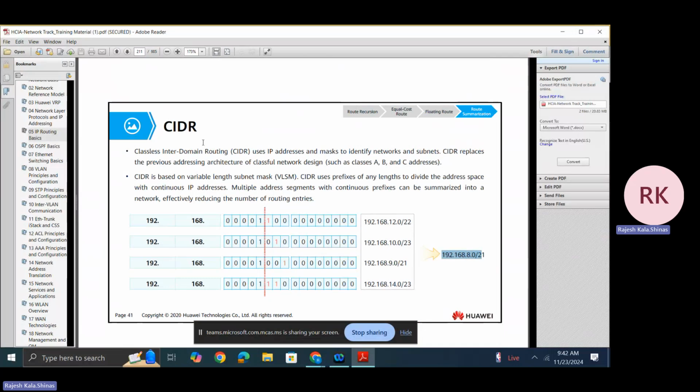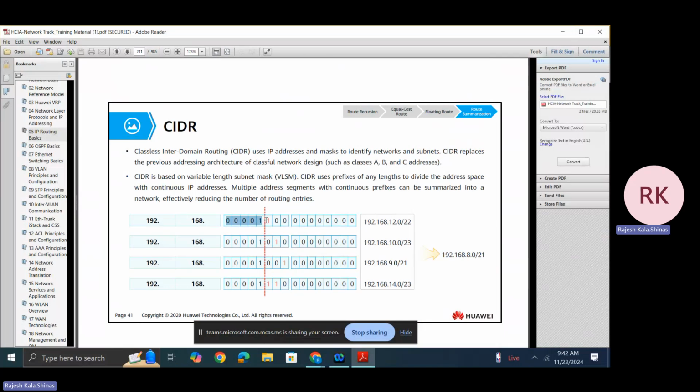See here, 192.168. I will write all of these in binary values and find out how many bits are common. So up to here it is common, 111. From here it is different. So up to here 128, 64, 32, 16, 8. This is 8. So every network of this one, 192.168.12.